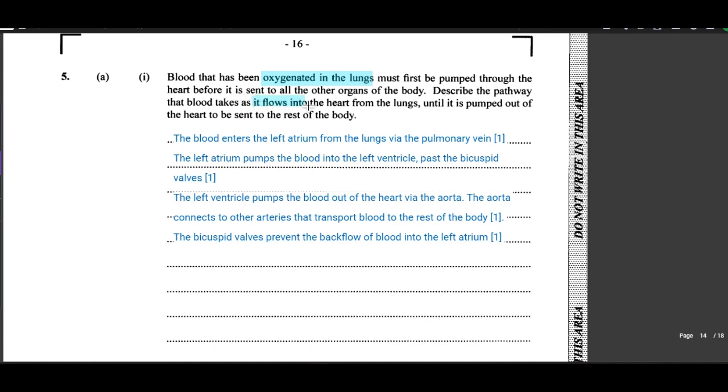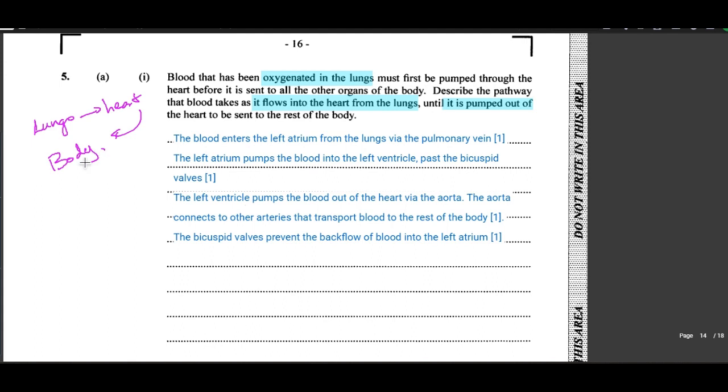So it flows into the heart from the lungs until it is pumped out to the rest of the body. Right? So that's important. So not just from the lungs to the heart, but also from the heart to the rest of the body. Right? So if I were to make a little note to myself, I'd be like, from lungs to the heart to the body.